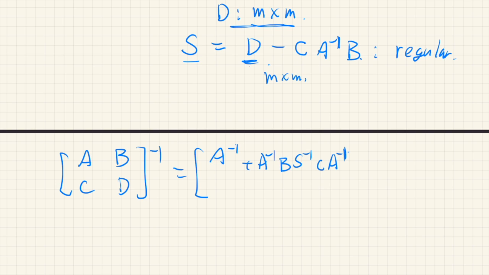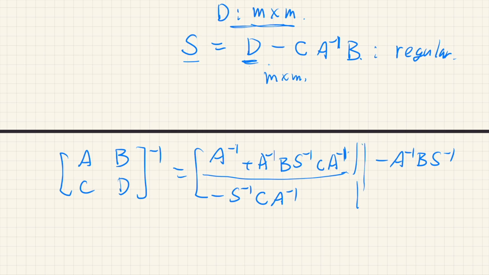So this is the first block. And the second block is negative A inverse B S inverse, and negative S inverse C A inverse. So these are the blocks. And the last block is S inverse. Okay, so this is the theorem. So it's not as easy as just A inverse, B inverse, C inverse, and D inverse, but it's a more complicated expression. Anyway, let's prove this.